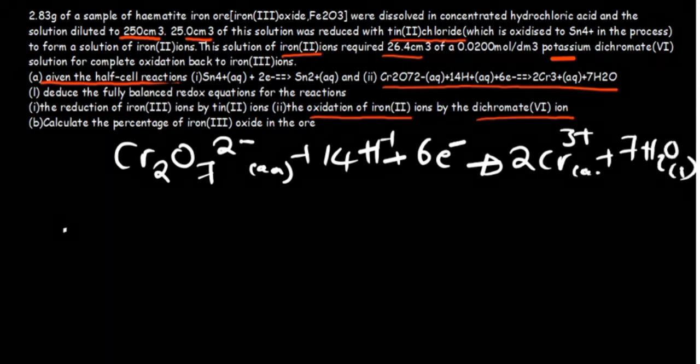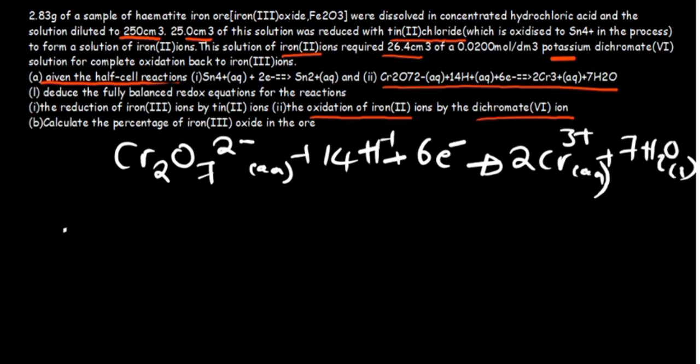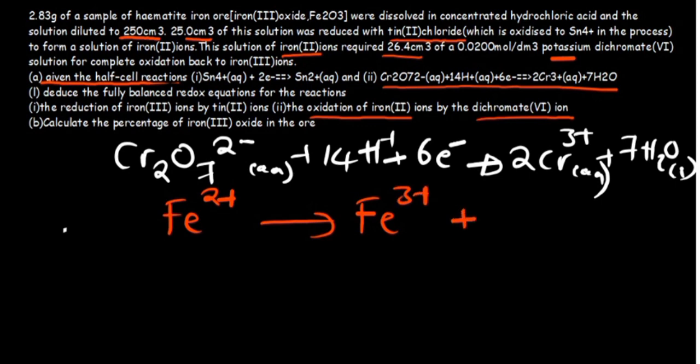So now we need to show the oxidation of iron 2 ions. So we have iron 2 ions, and we need it to be oxidized. For it to be oxidized, it requires it to lose electrons. So it's going to be oxidized to iron 3. There should be a loss of an electron, and the loss of an electron is shown on the right hand side of the chemical equation.